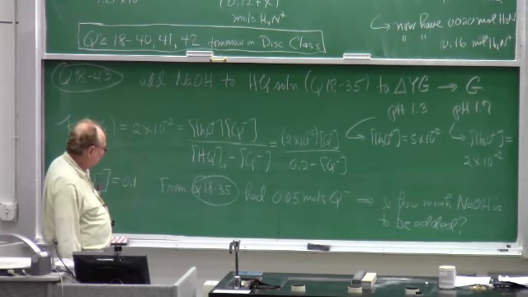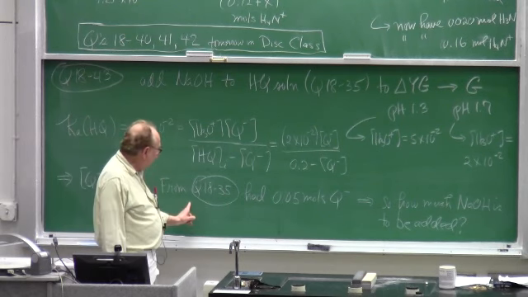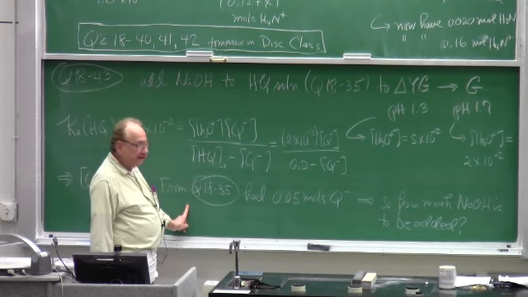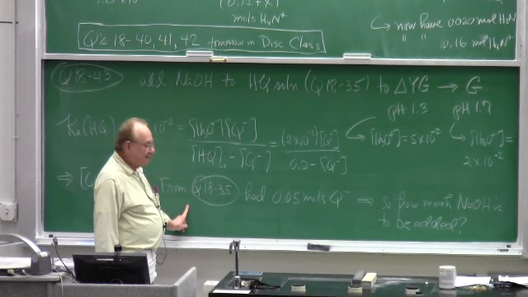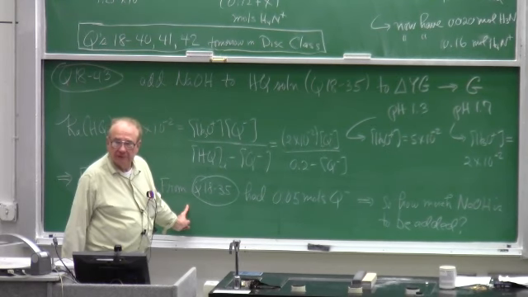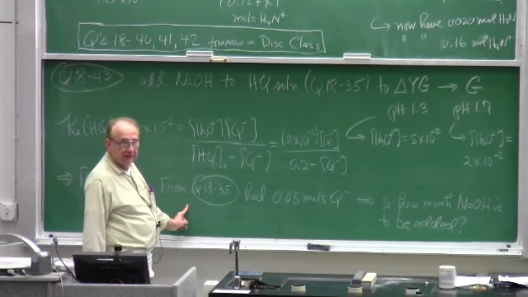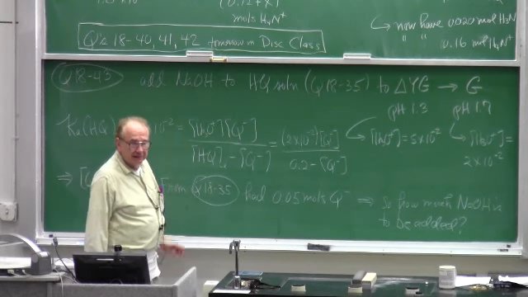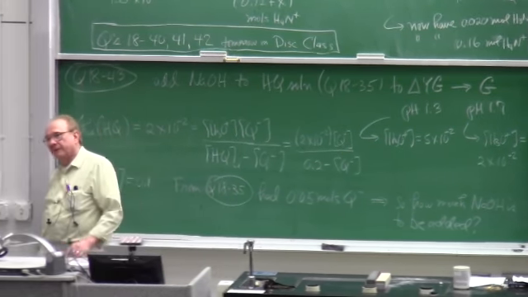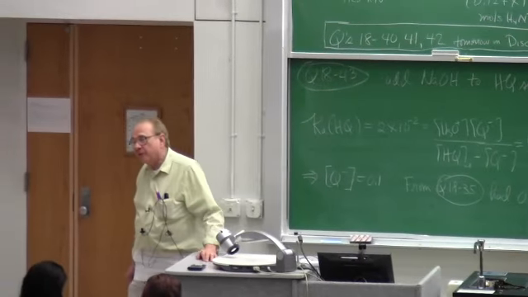Now then, if you go back to 1835, for the 0.2 molar HQ solution, remember that was m sub I? What was the actual molarity of HQ in that solution? Was it 0.2?